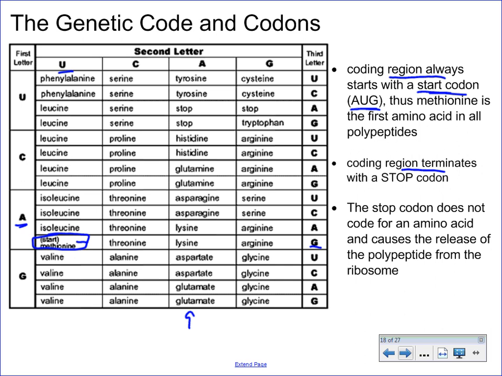Coding regions always terminate with a stop codon. Stop codons do not code for an amino acid. It's basically like a blank tRNA, with no amino acid attached. That blank, or empty, tRNA will cause the release of the polypeptide from the ribosome. It will basically tell the ribosome to stop making a protein from that mRNA sequence.